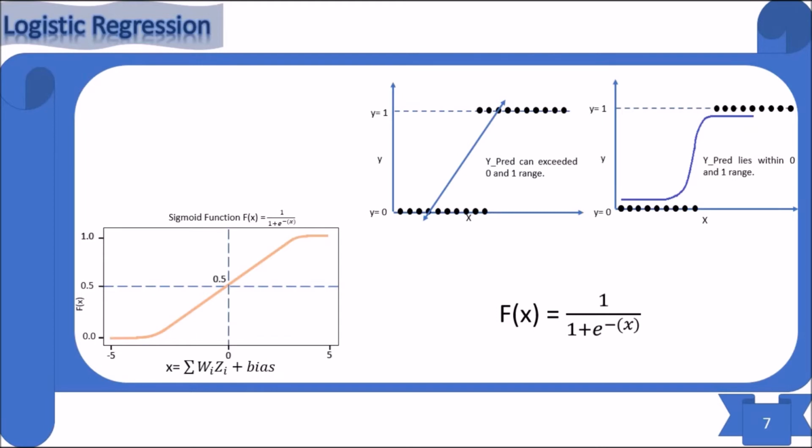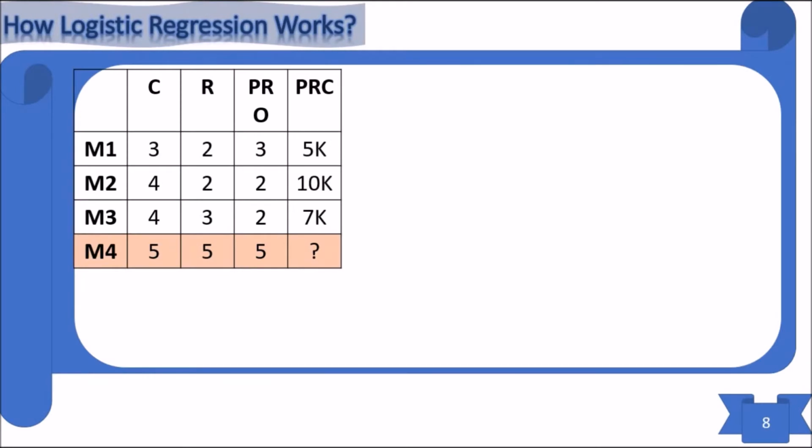Therefore, the linear function fails here to represent it, as it can have values greater than 1 or less than 0. So in order to map the predicted value to a probability, we use the sigmoid function. This function maps any real value into another value between 0 and 1. So how does it work?